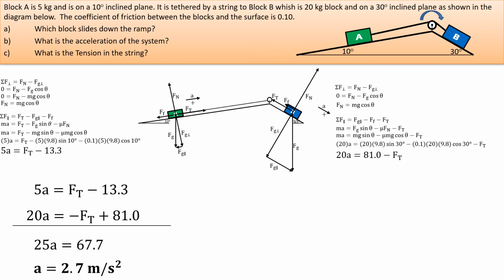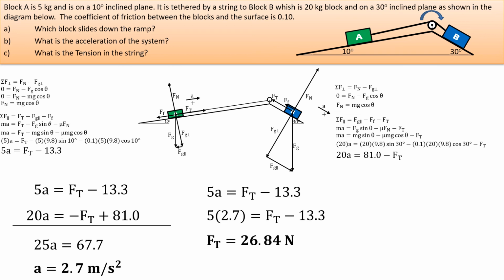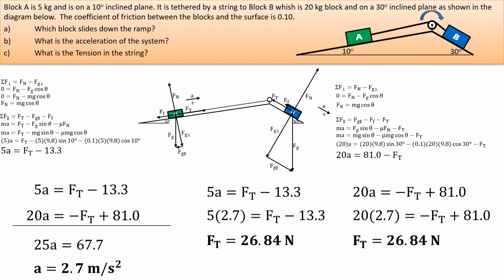So now we're almost there. We have one of the variables, and all we have to do is plug it back into one of our original equations. So here's one of our original equations. Plug in 2.7, and we have a tension of 26.84. The real test is if we plug a into this equation, do we still get the same tension? And we do. So that's a good indicator that we did our work correctly.